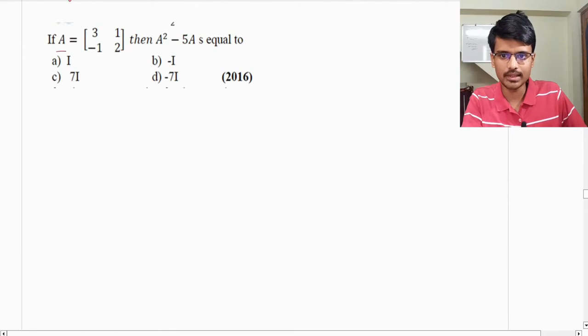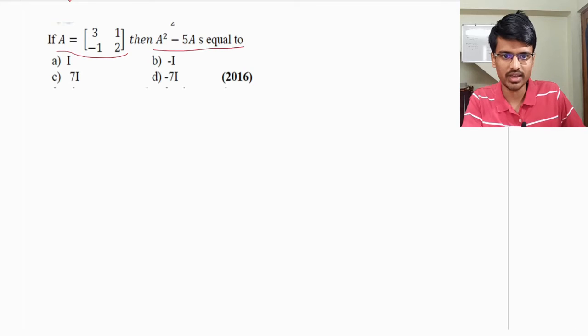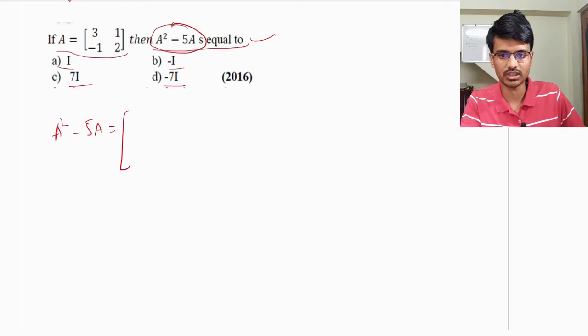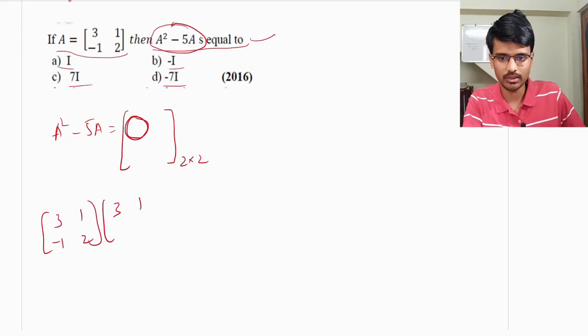If A is equal to so and so, then A square minus 5A is equal to. Okay, look at the options: I, minus I, 7I, minus 7I. Here also I'll be applying what I applied in the previous question. We will be only evaluating the first term of this. What will be the first term of A square minus 5A? Just the first term. This will be a 2 cross 2 matrix, right? But I will be only finding out this term. If I find that term, I can tell which of the options is correct, right? So in A square, I'll just find the first term: 3 minus 1, 1, 2. 3 1 minus 1 2.